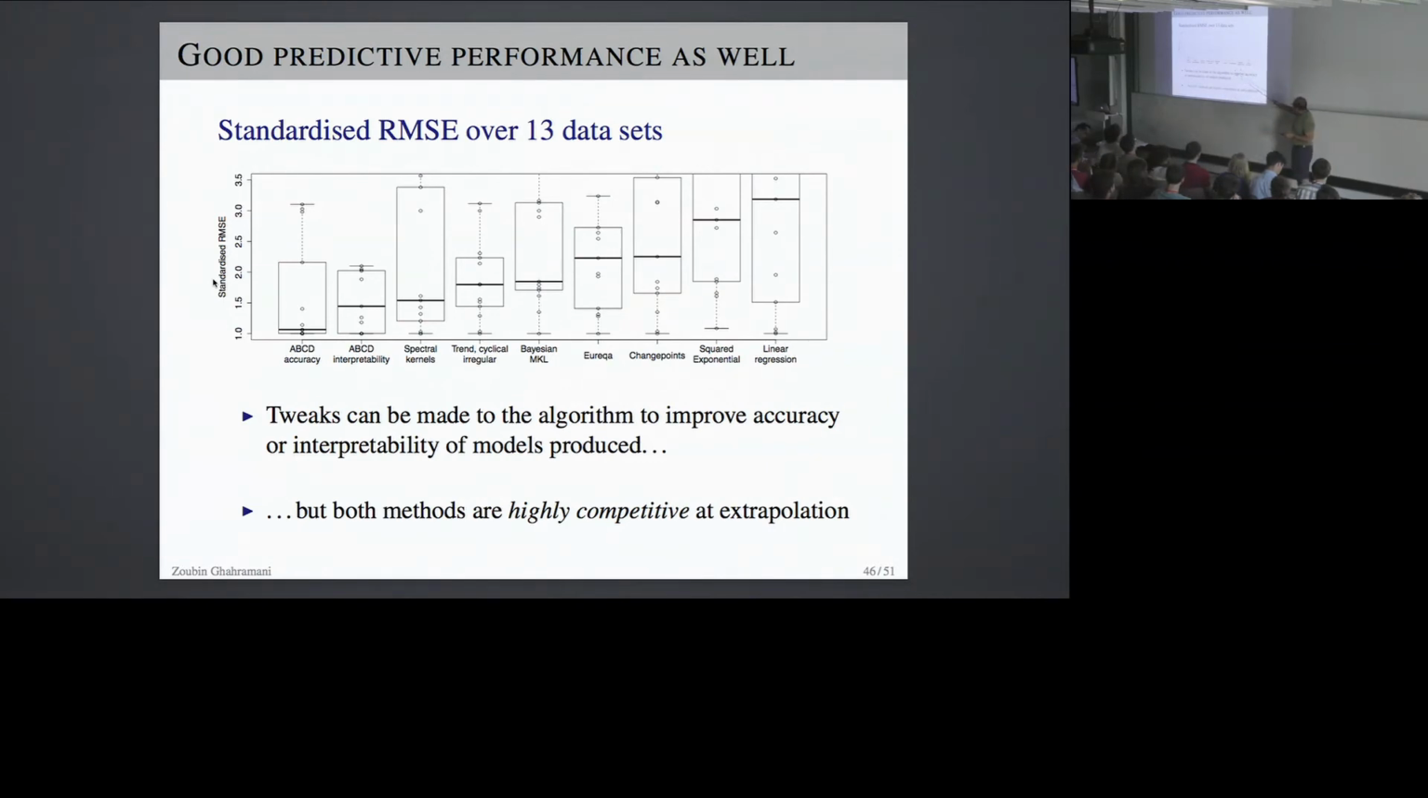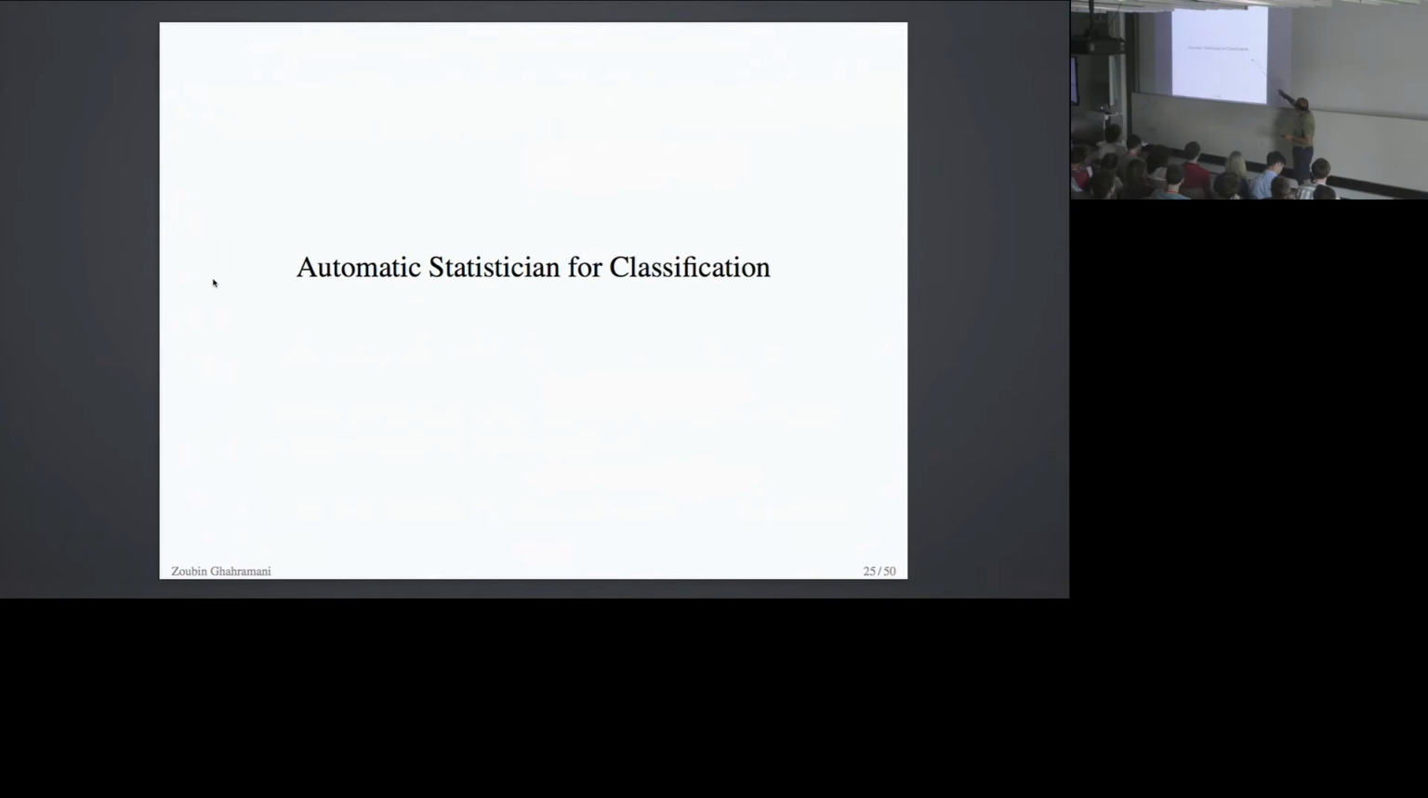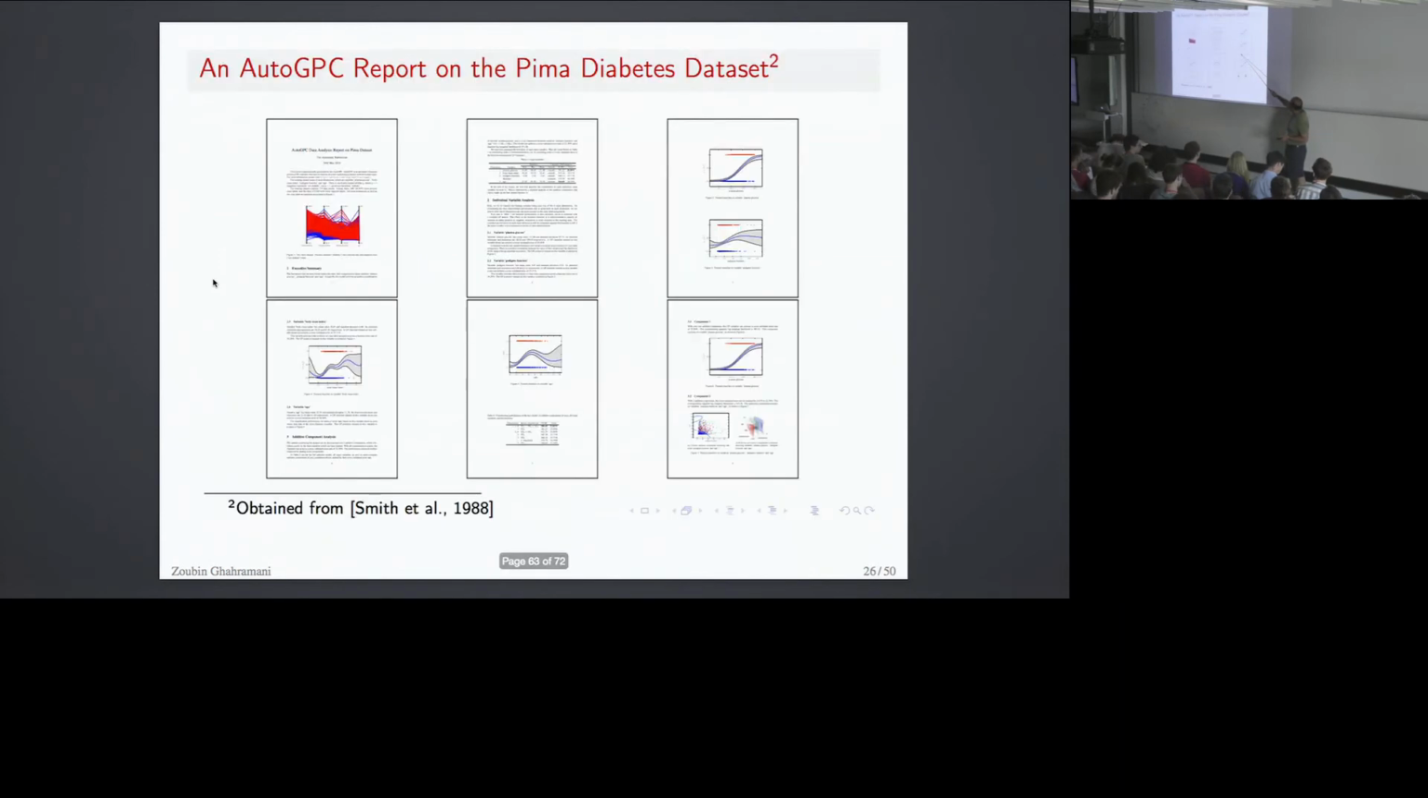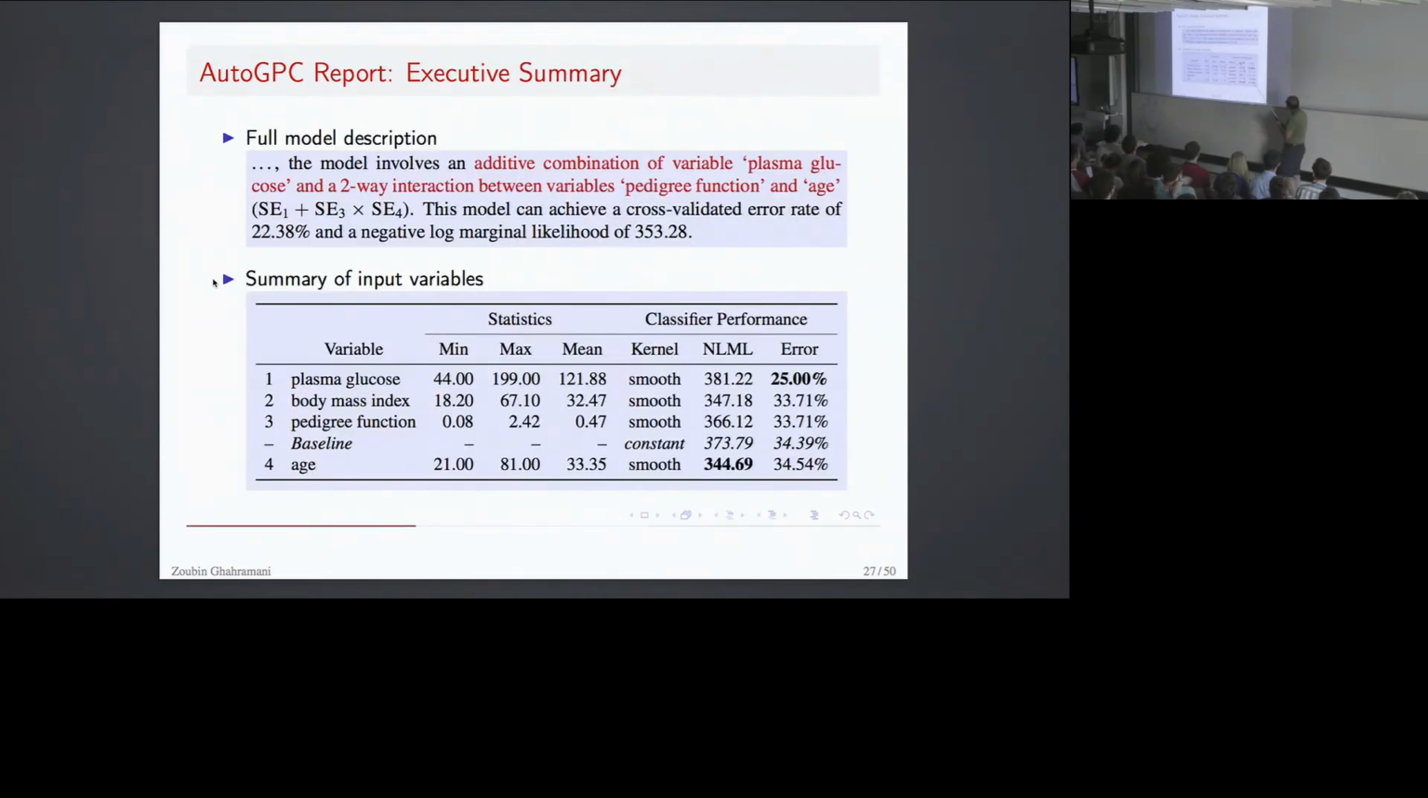So these models can work pretty well. In more recent work, we've built an automatic statistician for classification. Most machine learning problems are classification problems. Here is a report obtained from that. This was a master's project using Gaussian processes. And the nice thing about that is that the report for classification looks different than the report for regression problems or time series problems. Right? Each of these reports has to make sense for the kind of problem that you're trying to solve.